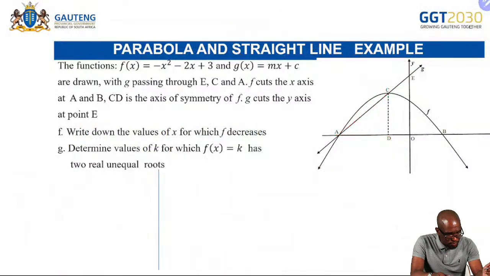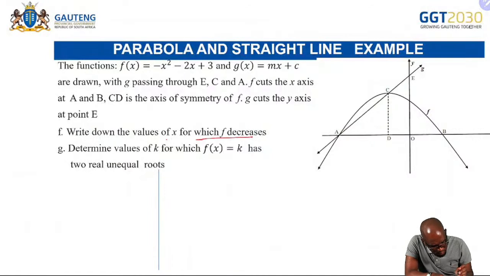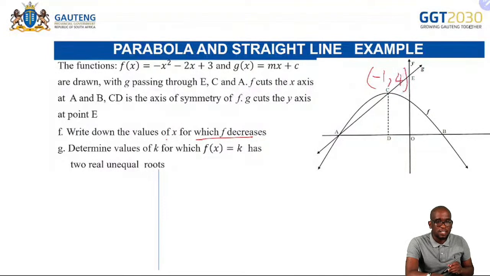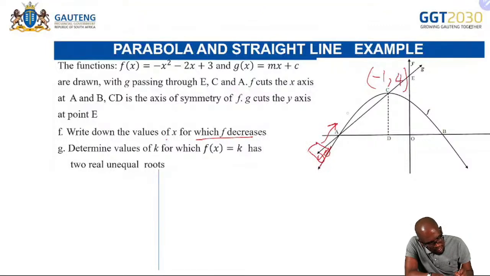Right, I'm moving on. Write down the values of x for which f decreases. So we want the values of x for which this graph decreases. Now if we check here, the turning point, we said it's (-1; 4). Now if you check this function, as you go up, if you put your toy locomotive and go up like that, you can see it's increasing here.